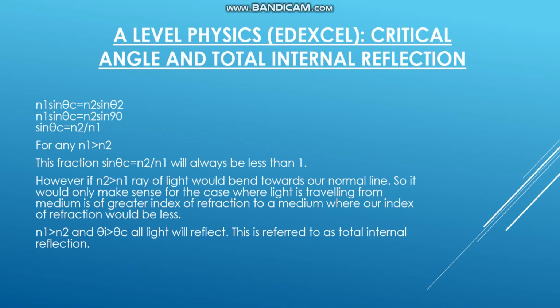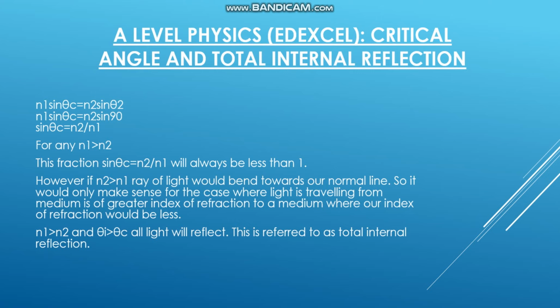Now, using Snell's law, we can actually derive the formula for the critical angle. So we have n1 multiplied by sine theta c, which is equal to n2 multiplied by sine theta 2. And then we have n1 times sine theta c, which is equal to n2 times sine of 90. So the sine of 90 would be the angle of refraction, and as we all know, sine of 90 is given as 1. So basically you would end up with n1 times sine theta c, which is equal to n2, and then you would divide both sides of the equation by n1. So you would end up with sine theta c is equal to n2 over n1.